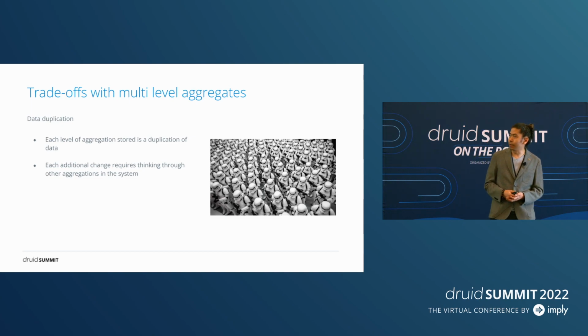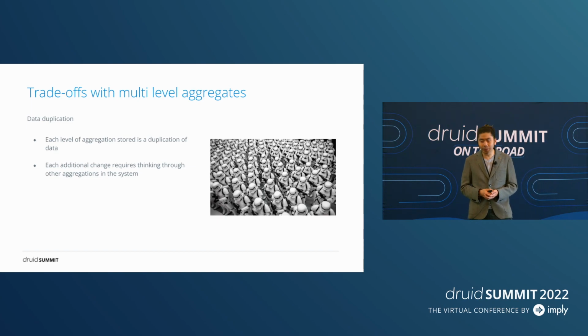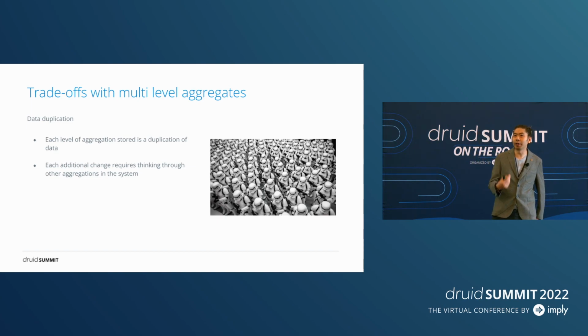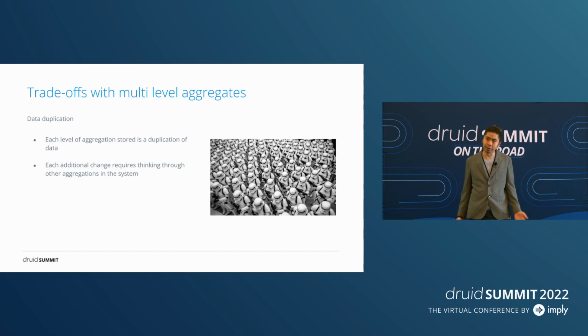What's also difficult is that requirements for these reports are not always static. Maybe you want to add another calculated field. Guess what? You have to go and rejigger your pipeline to add that calculated field, recompute it across all of your aggregates, and that is just more data duplication.